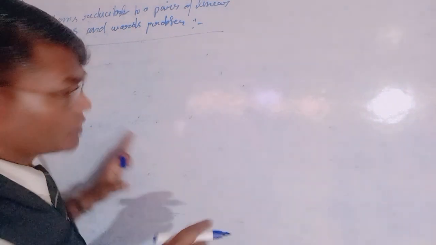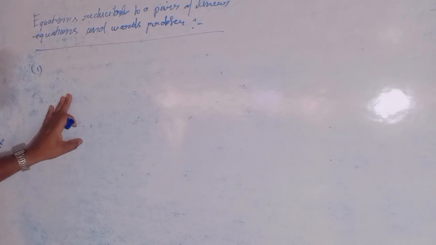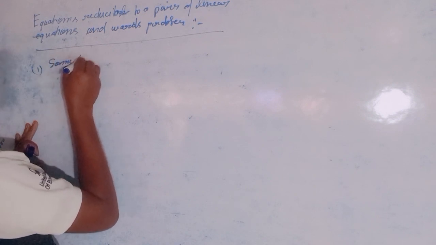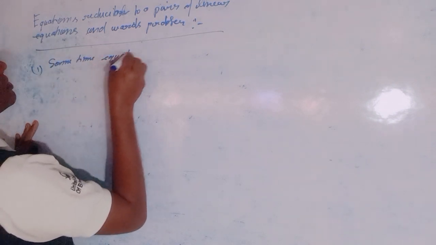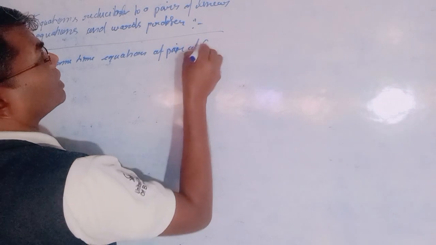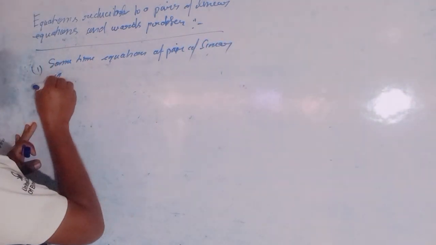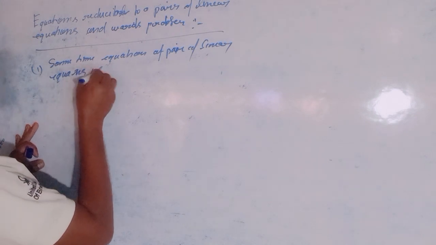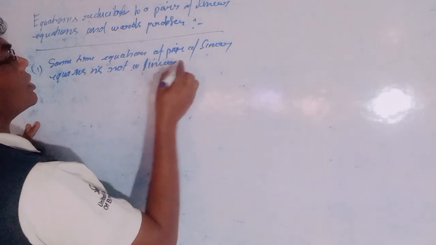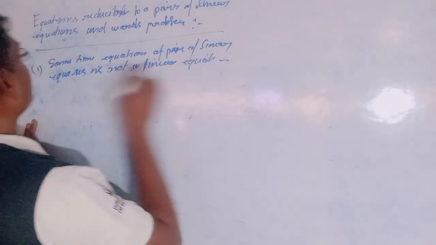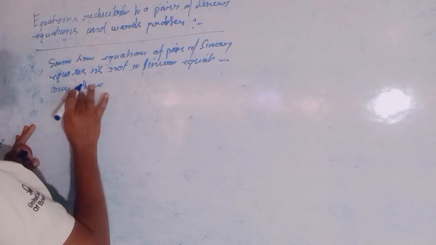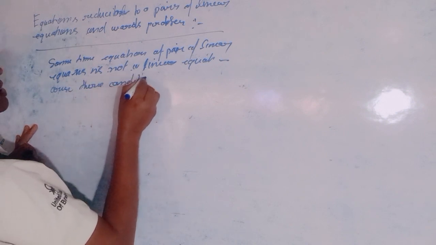Now three conditions are involved. Sometimes the pair of linear equations is not a linear equation, and three conditions arise. How many conditions? Three conditions.